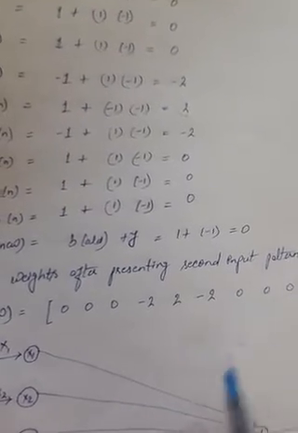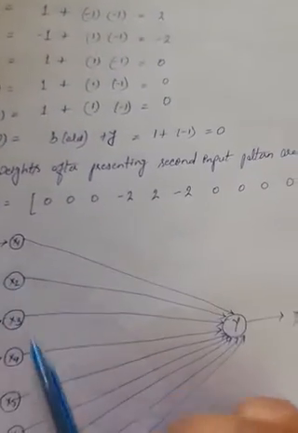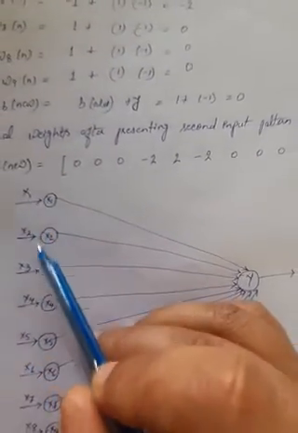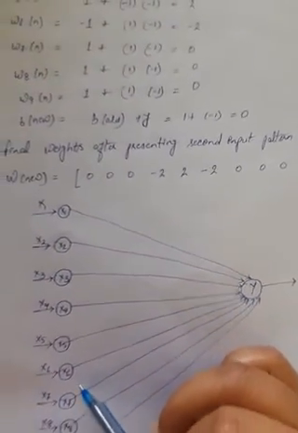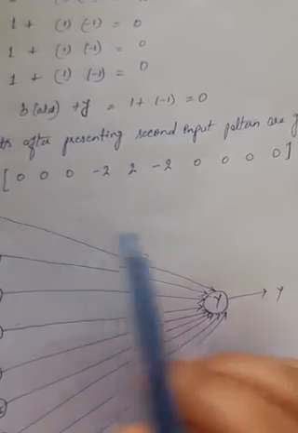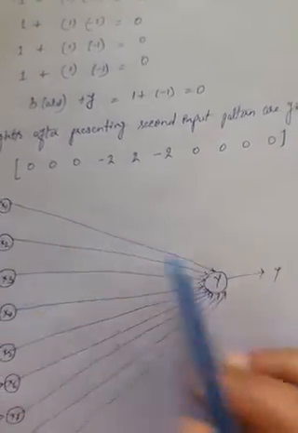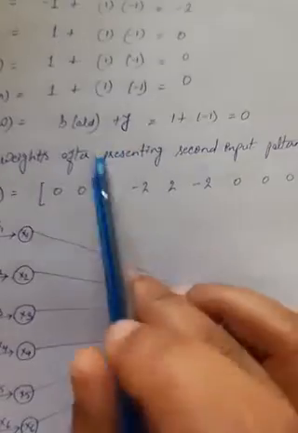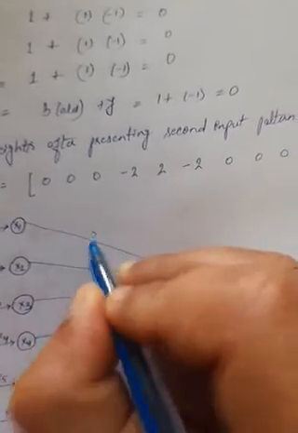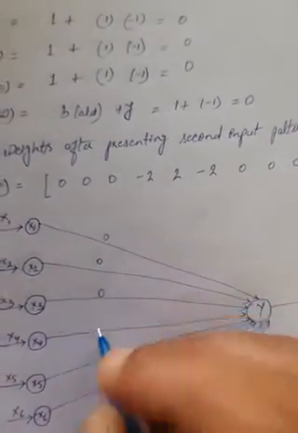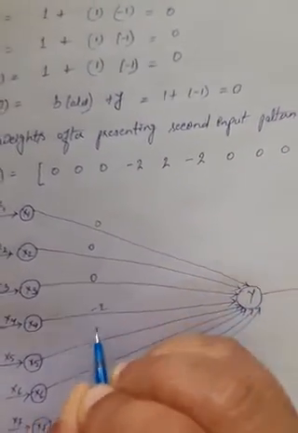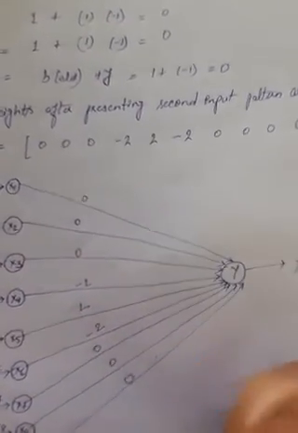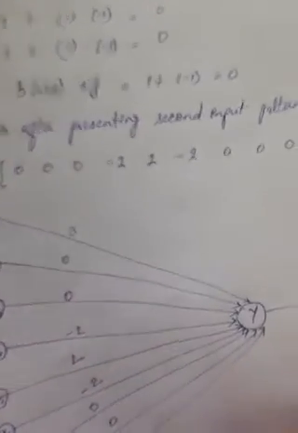Okay, so finally draw the Hebb network, where x1, x2 up to xn are the input neurons connected to the output neuron by these weights. Okay, and the value of these weights is already obtained, that is 0 0 0 minus 2 2 minus 2 0 0 0. Okay, thank you for watching this.